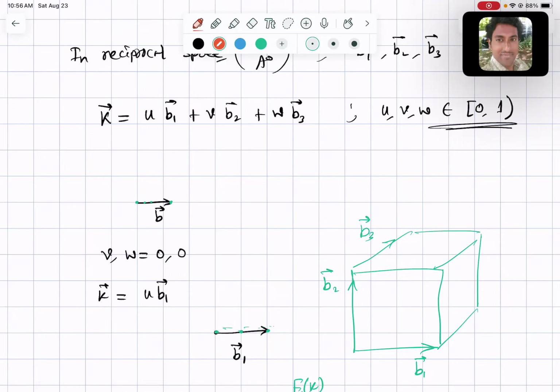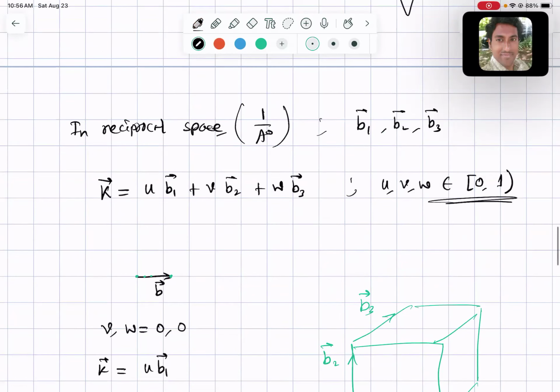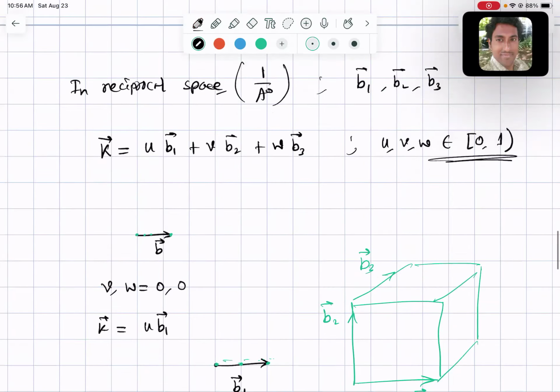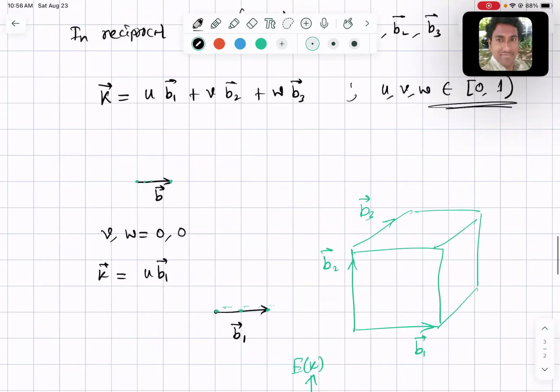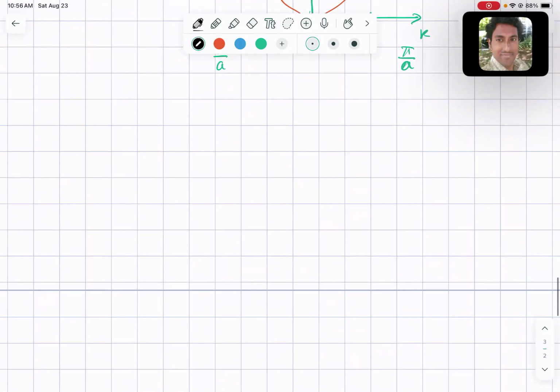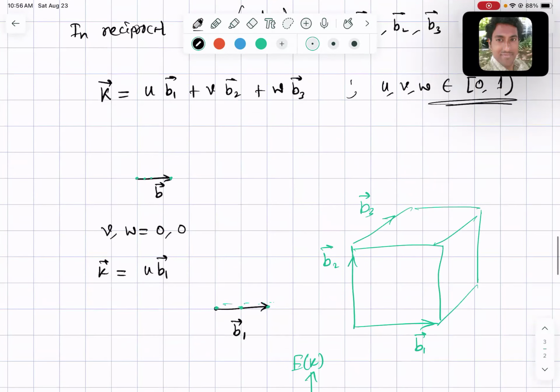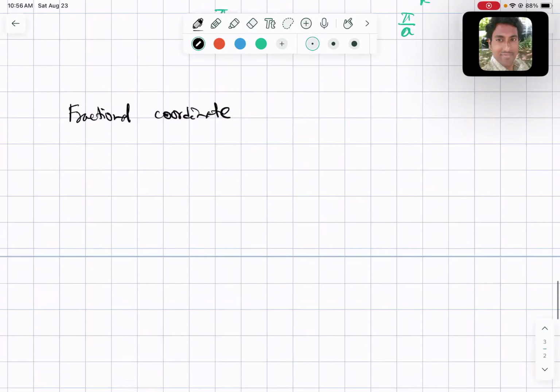Now the question is how we can go from fractional coordinates to the k vector. So what is the fractional coordinate? That's important. Fractional coordinate is basically the u v w we had here; we construct a vector using u v w. That's our fractional coordinate.